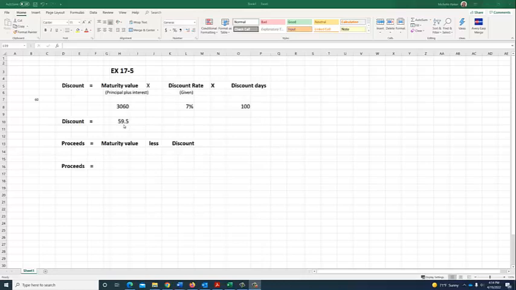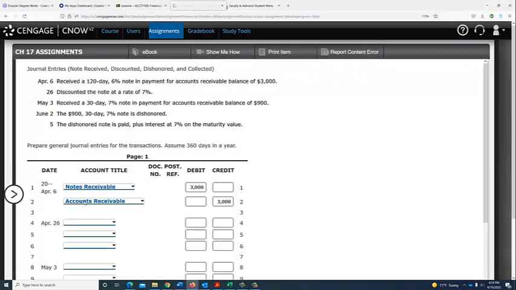What's important to us is the amount of the proceeds. That is the number that we need for our journal entry. So the proceeds is the maturity value less this discount. So we will calculate that by taking the 30/60 maturity value and subtracting out the $59.50 discount. I need to blow that up so you can see it. So our proceeds are $3,000.50. Now we're going to go over and enter that in our journal entry.